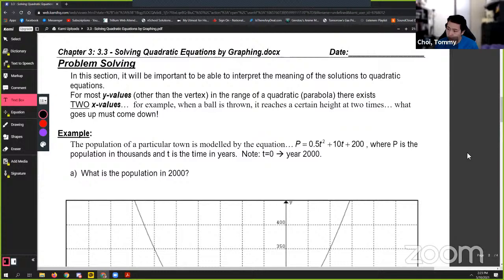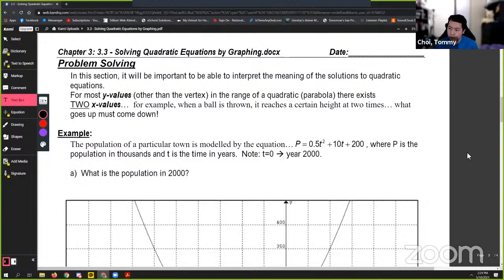So if I ask you, what does this point represent? For example, it's asking what's the vertex, and I ask you, what's the vertex? And you give me the coordinates. And then I ask you, what does that represent? And the answer I get is, that's the vertex. I'm like, no, that's not what I'm asking.